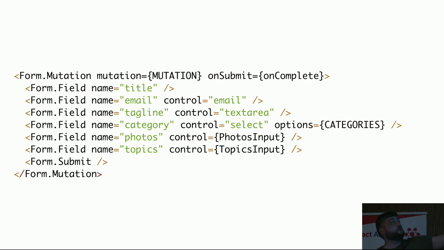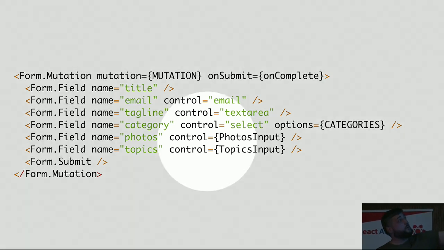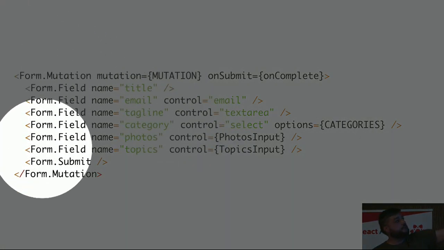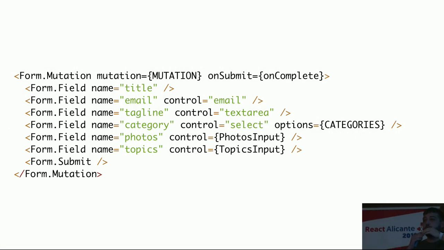We have this form mutation. You pass it the GraphQL mutation, you say what to do on submit. We also use this pattern of common components grouped together like a package. So when the developer reads the code, they see the hierarchy and it's less important. And here you can see, okay, we have a field.